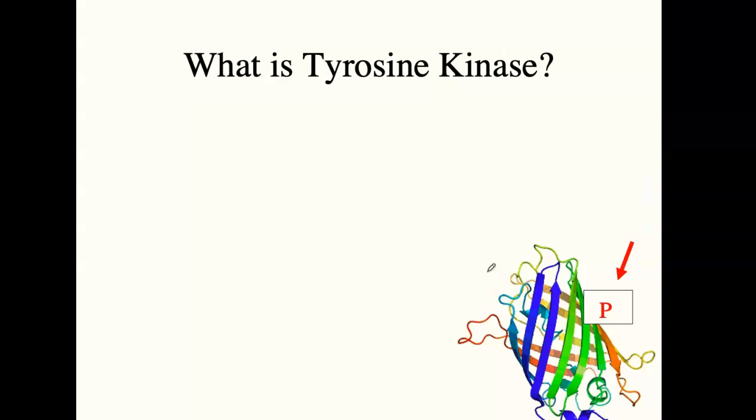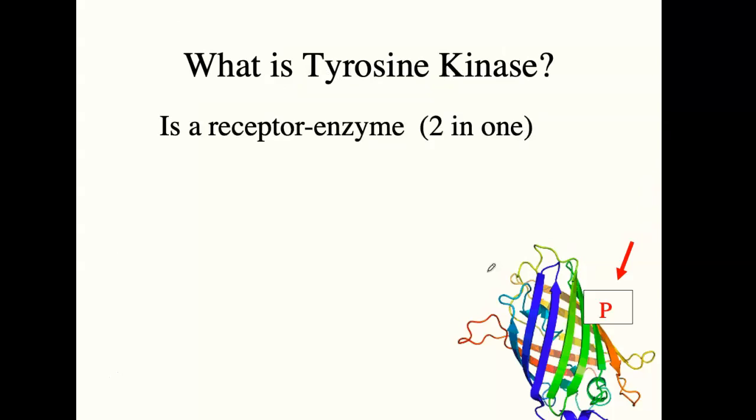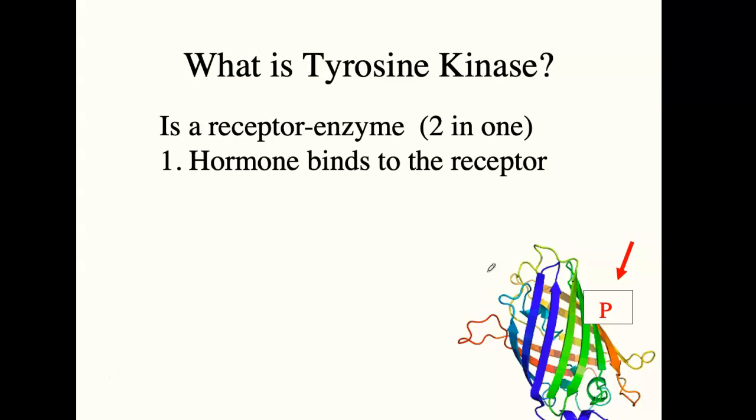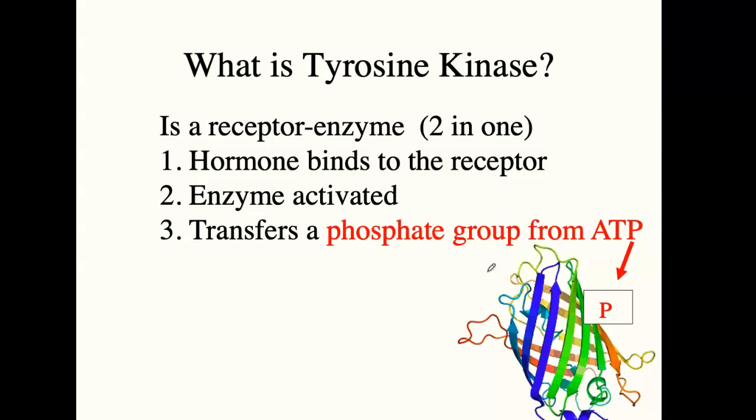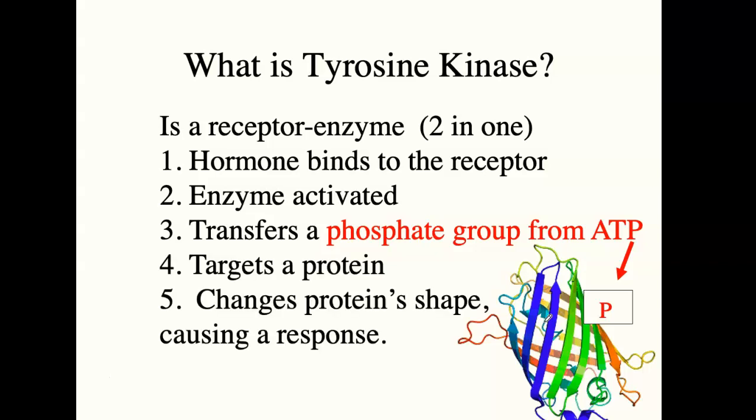A little more on tyrosine kinase. It's a receptor enzyme. It's actually 2 in 1. Hormone binds to the receptor. The enzyme is activated. It transfers that phosphate group from ATP. Where is it going to get the phosphate from? It's getting it from ATP in the cell, attaching that phosphate onto the protein, and it changes the protein's shape because now I have a phosphate attached onto that. It's going to cause some sort of response.